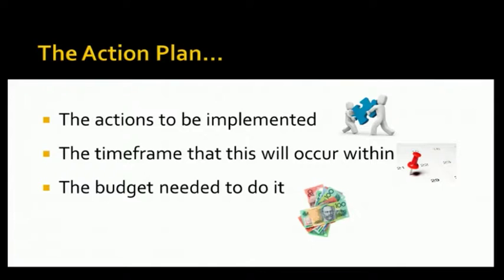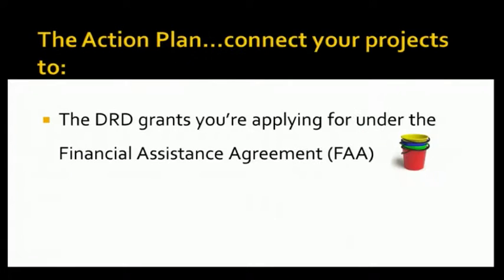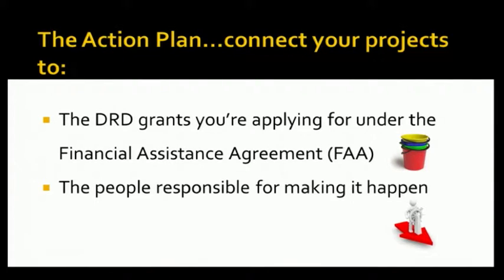The action plan also connects the budget needed to do it, so you need to have that quite clear. And Lee made it really clear in a previous episode: don't underestimate that. Make sure you actually go through and identify what's going to be needed. The action plan also connects your grants to the FAA, the Financial Assistance Agreement, and also to probably one of the more critical ones, the people who are going to actually make it happen. Who's going to put their hand up and be responsible, saying, I'm going to make sure that this happens, I'll be accountable. It's one of my favourite words, accountable. It's great.